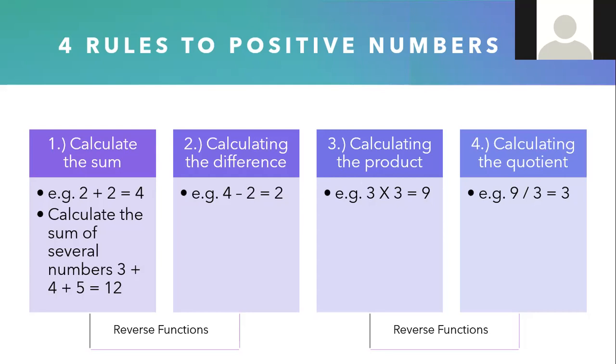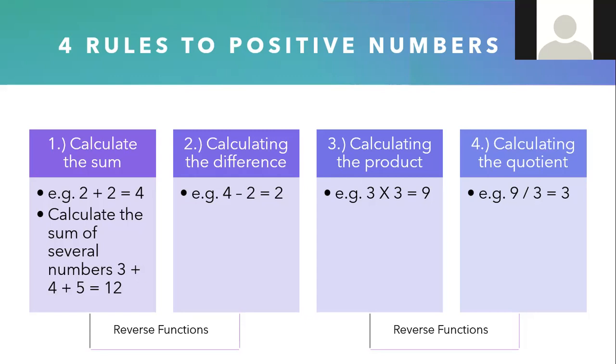First of all, we can calculate the sum. Again, this is more of the terminology: rather than saying addition or adding things together, we use the word sum. So we can calculate the sum of positive numbers, for example, 2 plus 2 equals 4. We can also calculate the sum of several numbers. For example, 3 plus 4 plus 5 equals 12. You could do it as 3 plus 4 equals 7, 7 plus 5 equals 12.